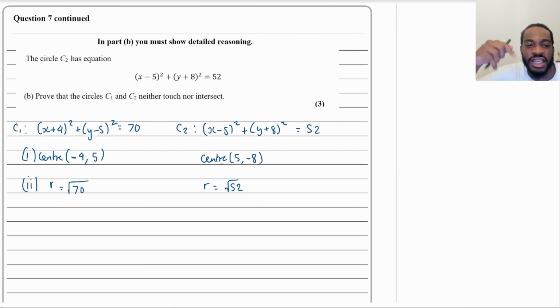Now, prove, touch, intersect. You may be thinking of solving it simultaneously, applying the discriminant because we've got squares, so it's going to be a quadratic, and then showing it's less than 0. Typically with these, they don't expect you to do that with 2 circles because it can get quite messy. Think about what else you could do. How about visualizing it? It's only 3 marks. The best thing to do is to actually try and see the geometry of these problems and visualize it.